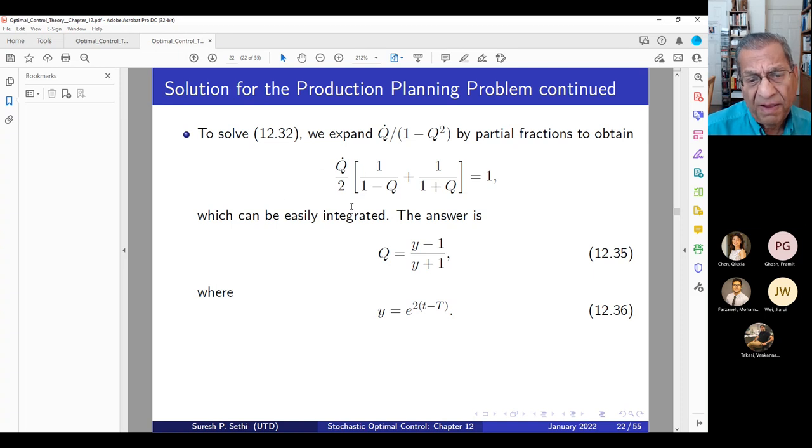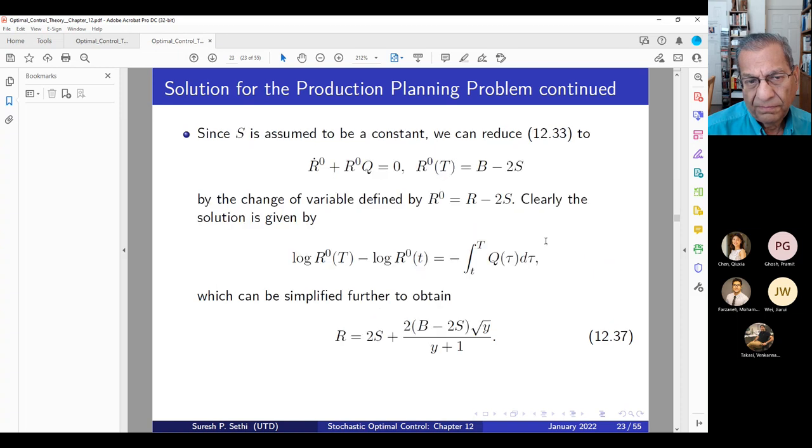And when you solve this problem, we find that q is given by, I simplify it by defining y. Otherwise, I write too much stuff here. And q is given by this formula, these two formulas. This is simpler.